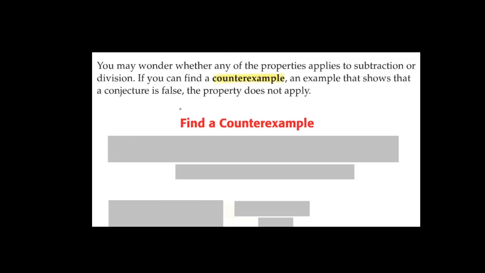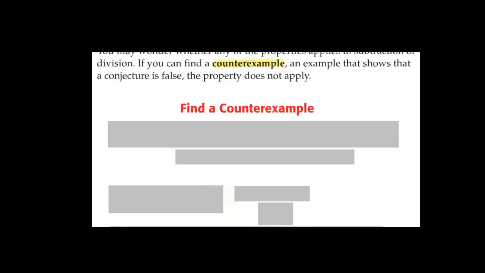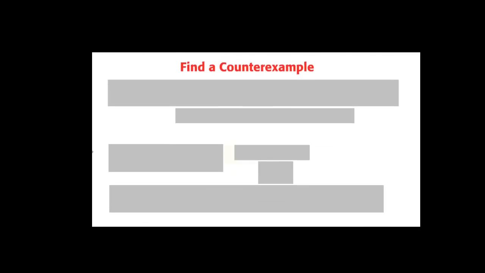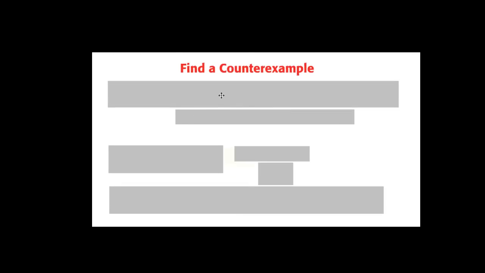You may wonder if any of the properties that we had shown you apply to subtraction or division. If you can find what's called a counterexample. A counterexample is an example that shows that something is false, like a property that it's false, then the property doesn't apply. So I know in your homework assignment there will be some problems where you have to find a counterexample to disprove something. So let's take a look.